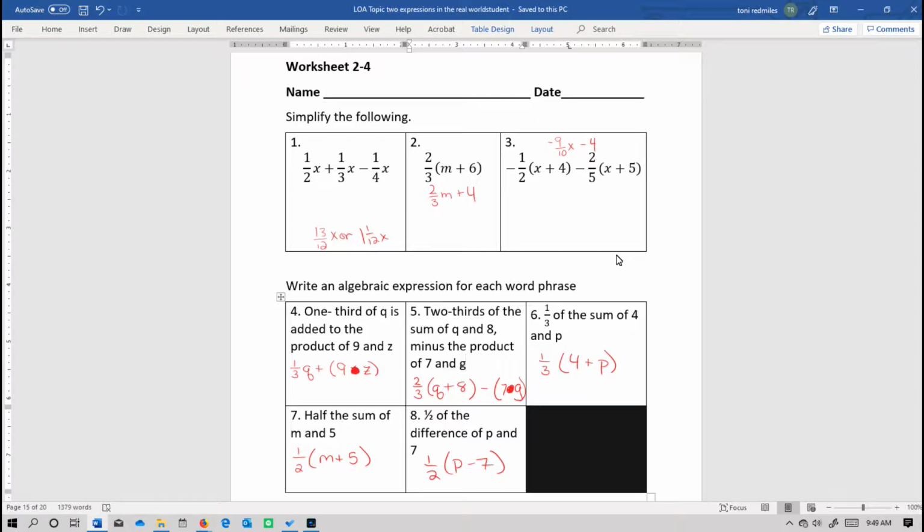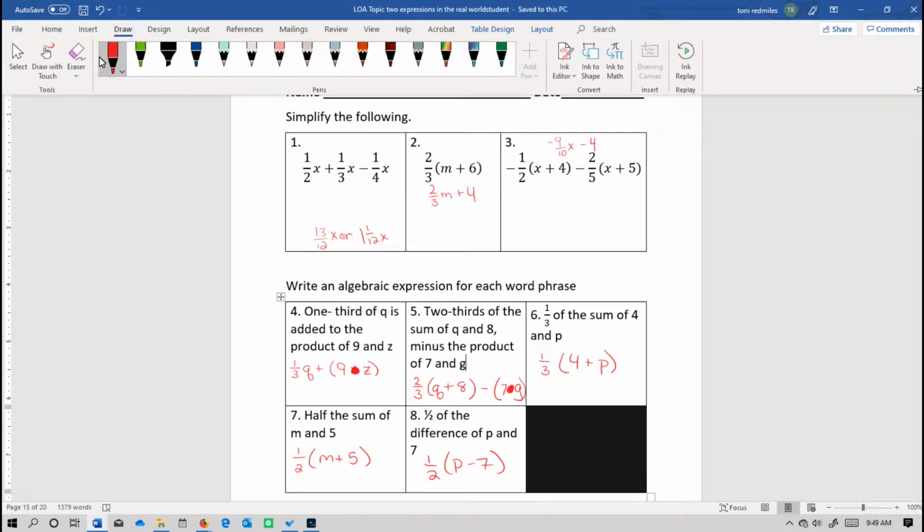If you're in this class, pause the video and grade your worksheet right now. All right, I'm going to assume that you're done grading and you're ready to move on to how I got these answers. So let me change my color, zoom in, and we will get started.